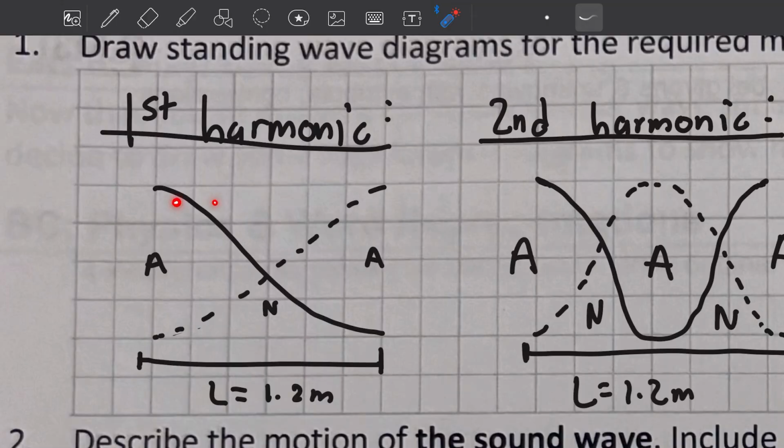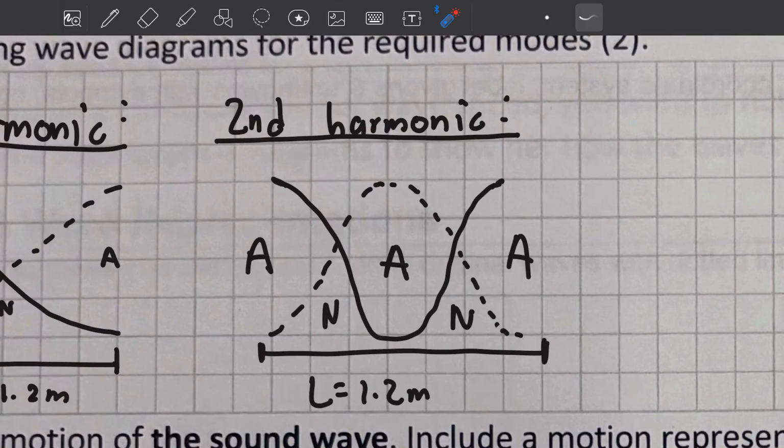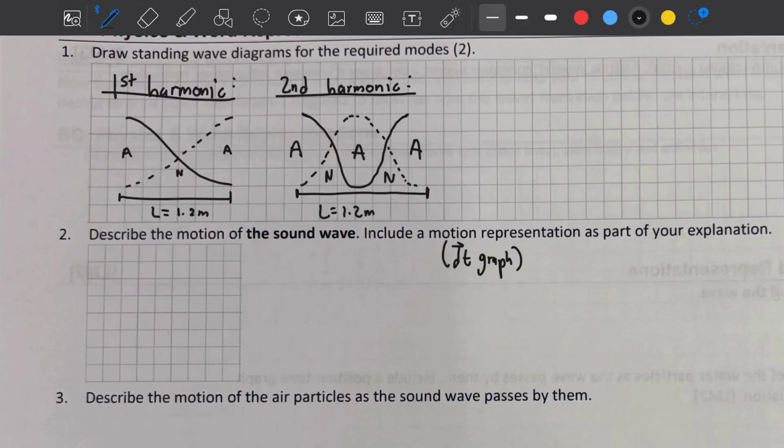So in this case, I have 1, 2, 3, 4, 5, 6 boxes that I use from the first antinode to the final antinode within my first harmonic. Therefore, in my second harmonic, I should also have 6 boxes between my first antinode and my final antinode, which I do. The next question states, describe the motion of the sound wave. Include a motion representation as part of your explanation. It's important to note that you do not get confused between the motion of a sound wave and the motion of the particles within the wave, because both of those motions are separate from one another. In this case, it's asking us for the wave's motion, so let's start analyzing that.